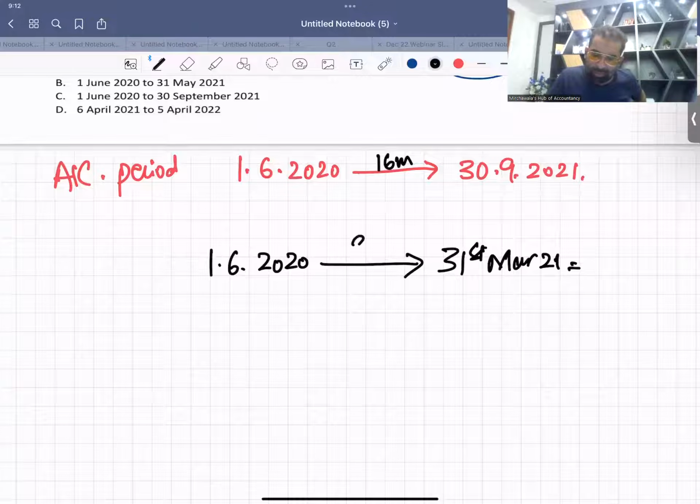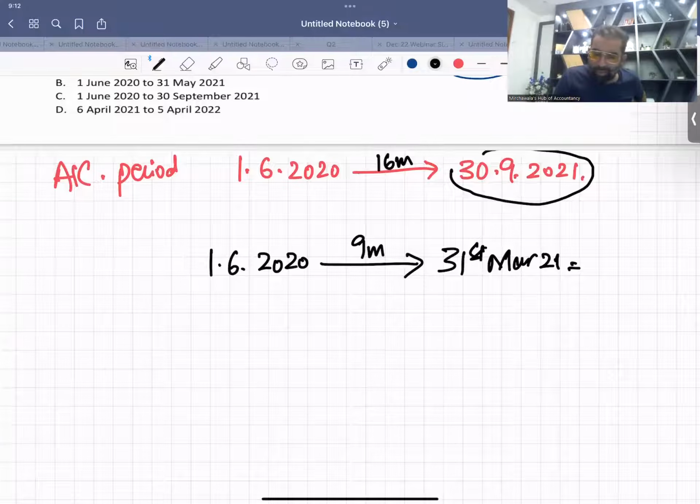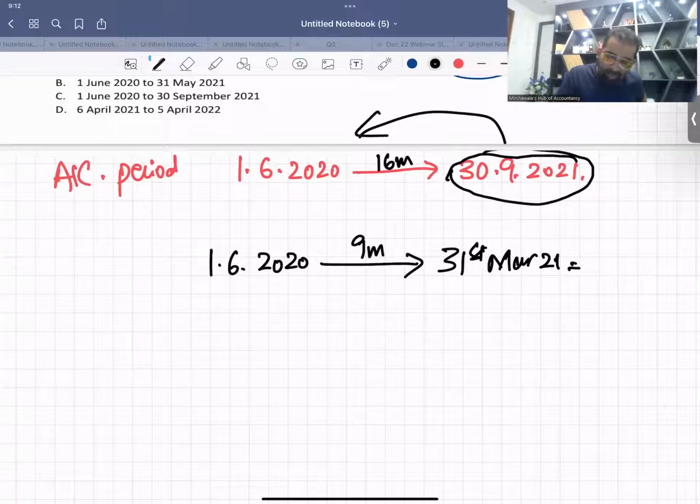It's almost, I think, 9 months. It's how much? 9 months. Okay. Now the second step, we don't use the second step. See, you will come to the ending date of the first accounting period, and then hope you remember this dialogue, 12 months back. Ending date of first accounting period and 12 months back.